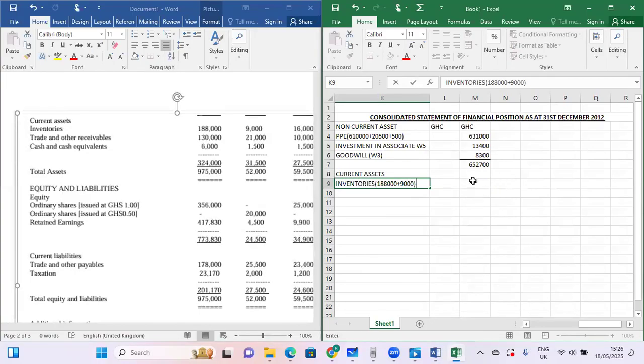So when we add them, we did some adjustments up there where we said that because the subsidiary sold to the parent at a profit, we have to take that particular profit out of the inventory, remember? So we take it out of the inventory here as well. The profit was 100. So it is going to be equal to 188 plus 9 minus 100.